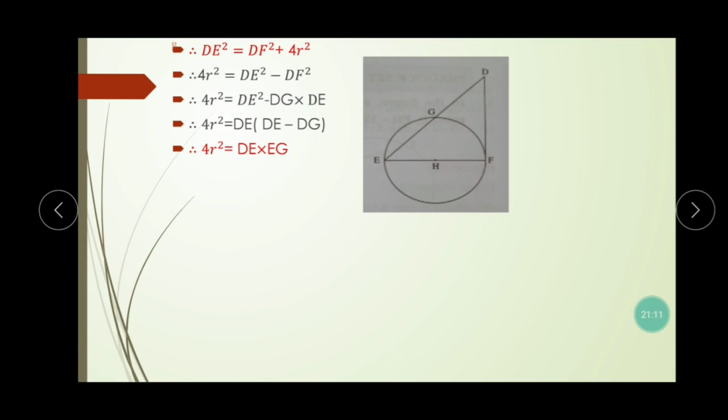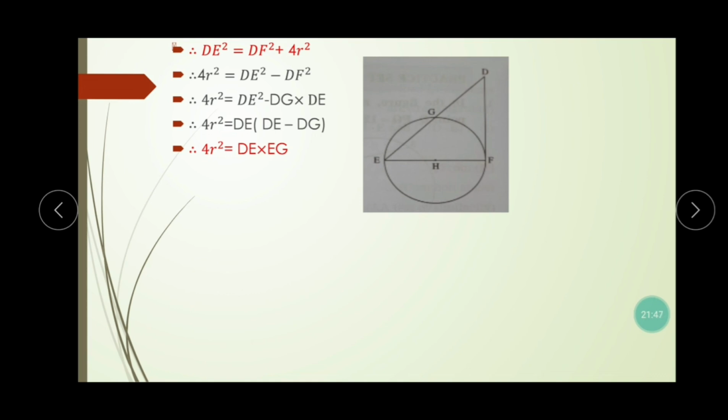Now 4R square. So what is 4R square? It will be equal to DE square minus DF square. Now by the theorem of external division, what will be DF square? DF square will be equal to DG into DE. So I will substitute that in place of DF square. So the equation will be 4R square is equal to DE square minus DG into DE.